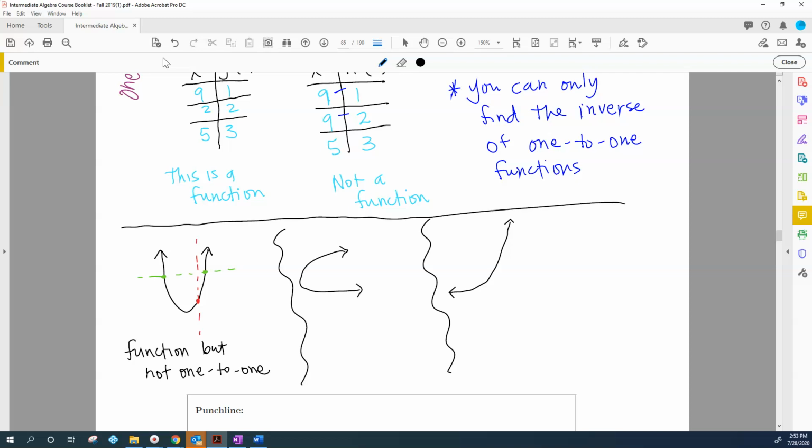Okay, yeah, it's not a function, right? So if you start off trying to do the vertical line test, it fails that vertical line test. So there's no way it can be a one-to-one function because it's not even a function, right? So it's not a function. So it can't be one-to-one.